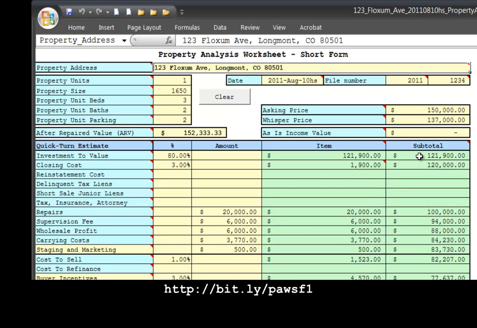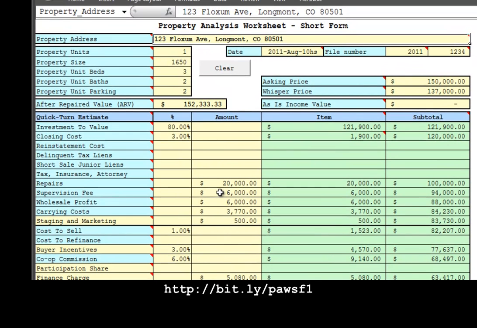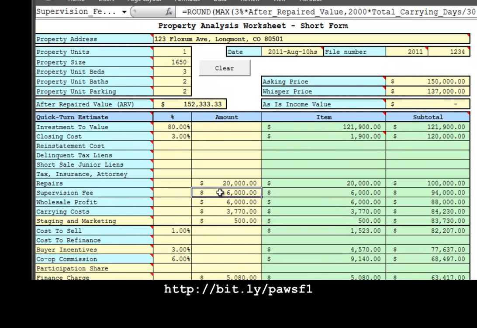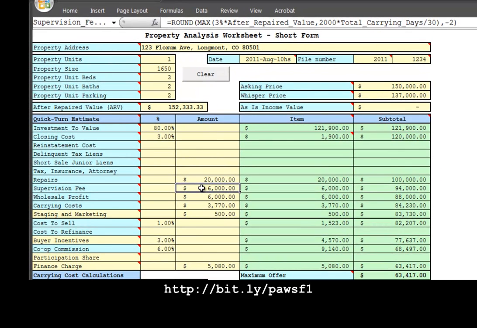From this number we subtract closing costs to buy the property, any other miscellaneous costs. We have estimated $20,000 for repairs, subtracting a supervision fee. This is initialized to a formula of $2,000 per month, or 3% of the after repaired value, to pay yourself to cover your personal expenses while you are working on this project.